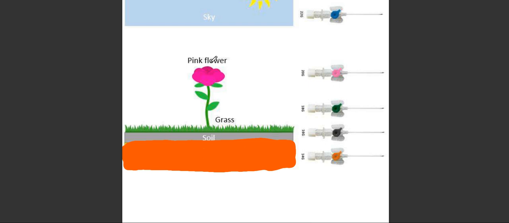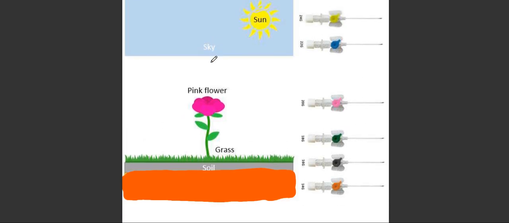First, our color mnemonic is like a picture which I am representing here. Firstly, underground there is lava which is of the orange color. Then above it comes the soil which is of the gray color. Above it, grass which is of the green color, and above it there is a pink flower, and above the pink flower there is a sky, and above the sky there is a yellow color sun.